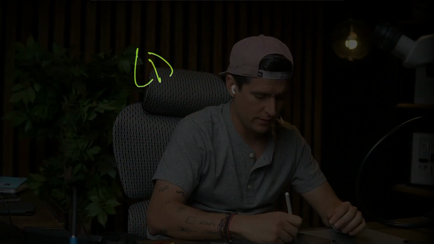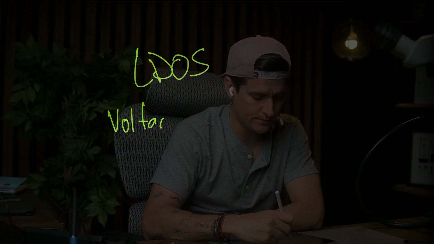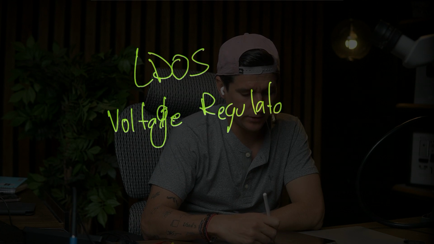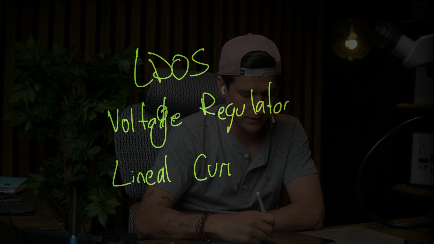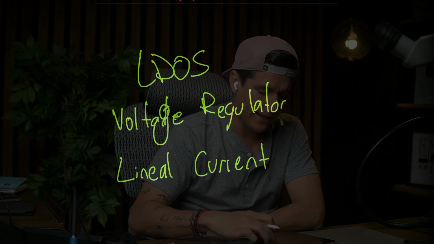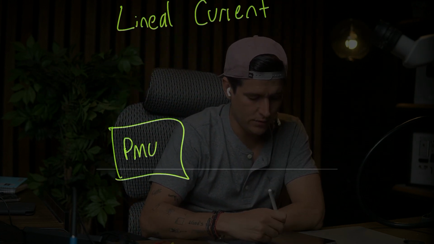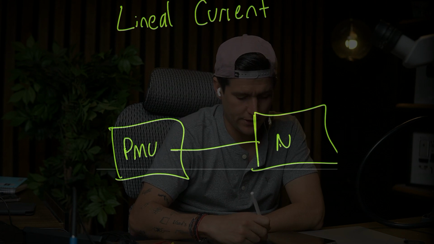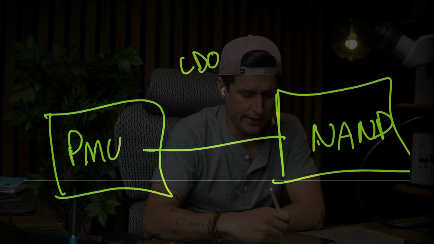And then we have LDOs. The LDOs are the same. They are voltage regulators, but they have linear current. So for example, the LDOs, okay, this is the PMU, and we are going to have here our name, okay? And we have an LDO, for example, LDO 9.